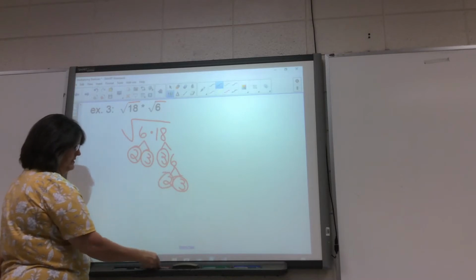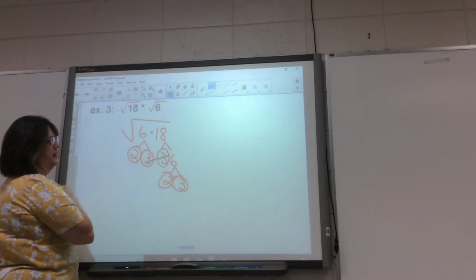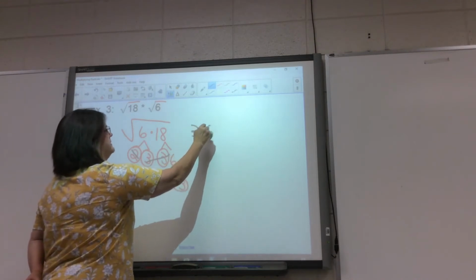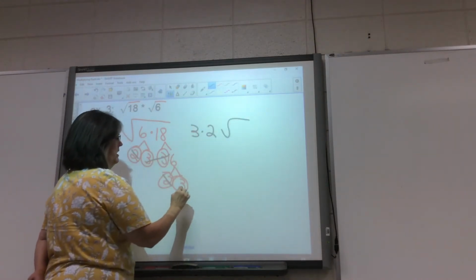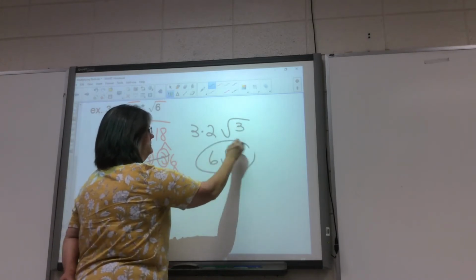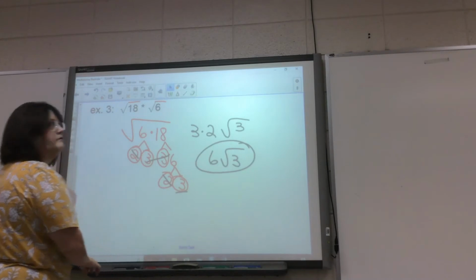Remember, it takes 2 of the same number to bring one out. So I'm going to bring out a 3. I'm going to bring out a 2. So 3 times 2 on the square root of 3. This is 6 square roots of 3. So simplify if you can. If you can't, you don't.